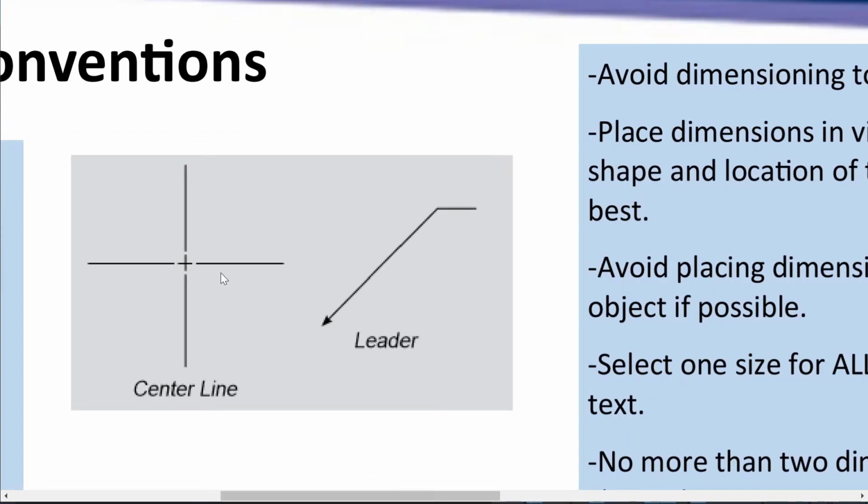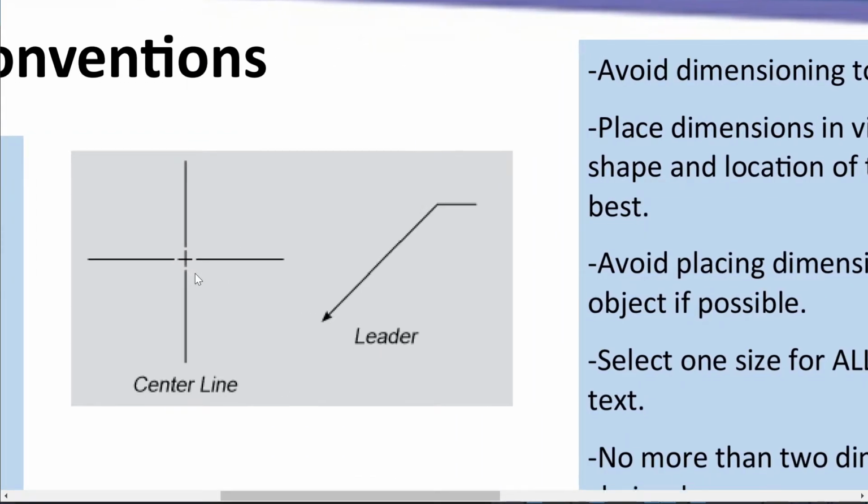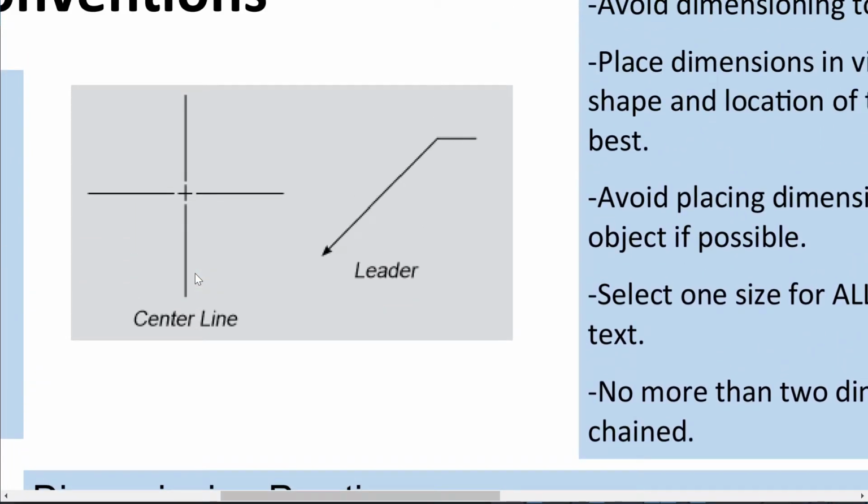Anyway, so center lines, there's a standard to show. A center line typically shows us that things have rotational symmetry. So things like spheres or cylinders, that sort of stuff.